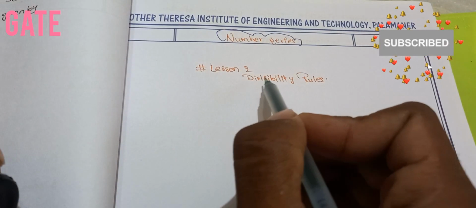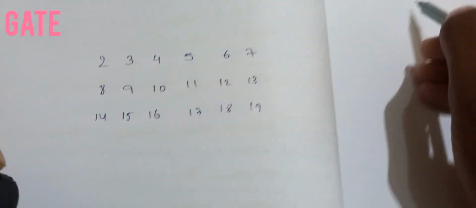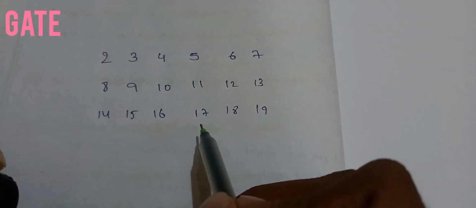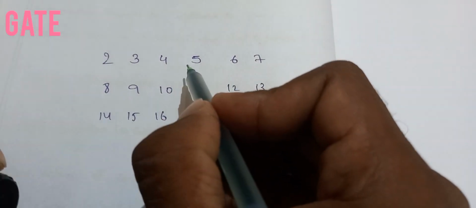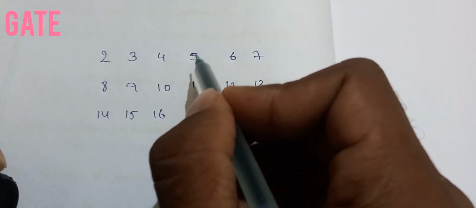Today we are going to learn about divisibility rules. So let us consider some examples. First, let us consider easy numbers which we can easily divide. Let us consider 5 and 10.